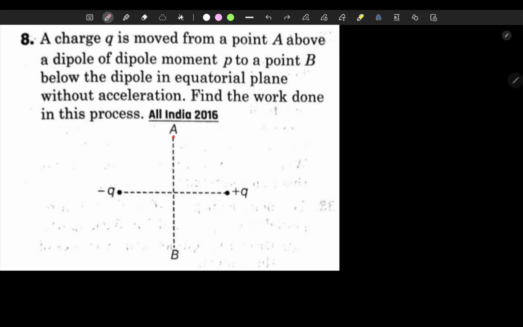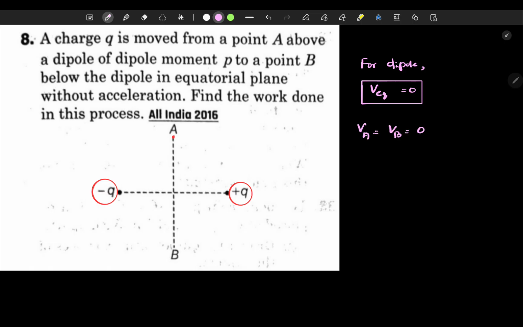So this is your minus Q charge and this is your plus Q charge, and AB represents the equatorial line position. We know the electric potential due to a dipole at a point on its equatorial line. What is that answer? V equatorial is 0. So for a dipole, V equatorial is equal to 0. That means we can say V at A is equal to V at B. Potential at A equal to potential at B equal to 0.